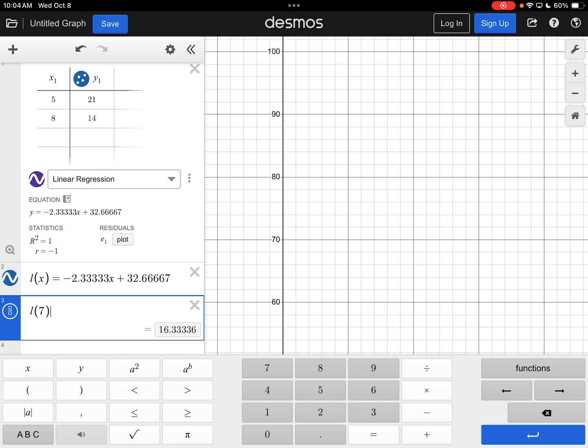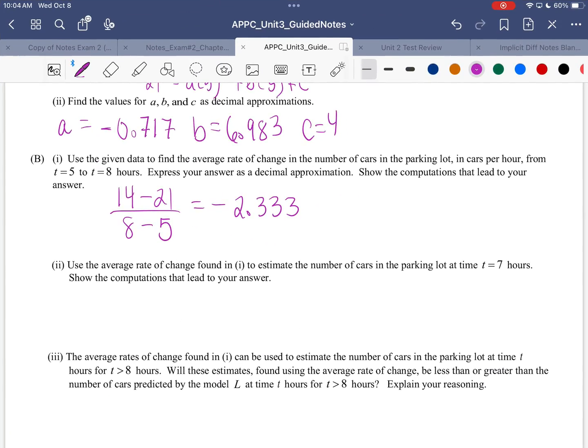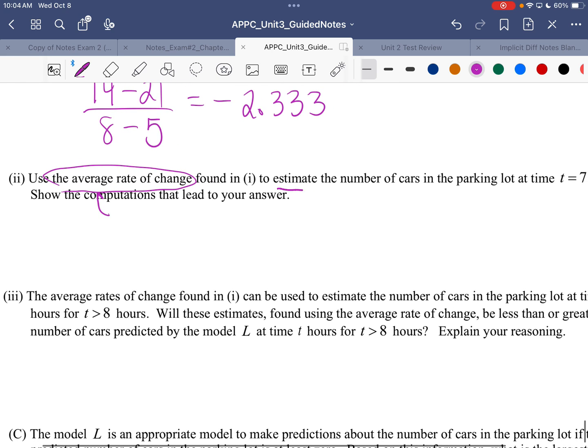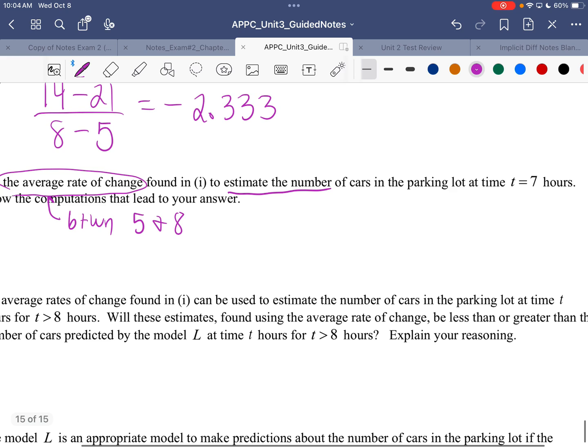16.3. So in this one, a slightly different question. We're using the average rate of change we just found. So we're basically trying to estimate the number of cars. Estimating the number of cars, you're trying to write a linear equation.